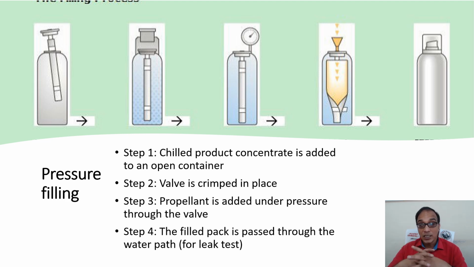First of all, the product is chilled and the chilled product concentrate is added to an open container. In the next step, the valve is placed on it and crimped in place, and in step 3, propellant is added under pressure through that valve. Remember this thing. And then in the last step, the filled pack is passed through the water bath, that is the leak test, and when it passes, the manufacturing is considered complete. So this is called pressure filling.